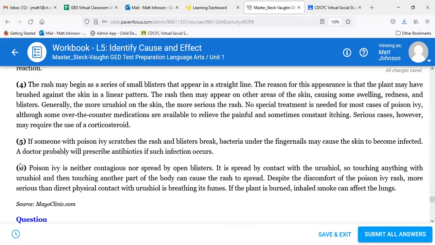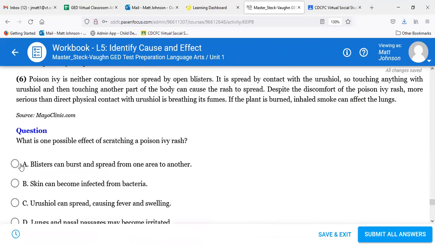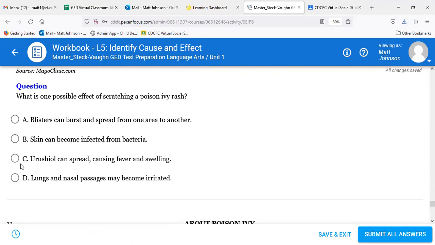And 10. So what is one possible effect of scratching a poison ivy rash? A, the blisters can burst and spread from one area to another. B, skin can become infected from bacteria. C, the oil can spread, causing fever and swelling. D, lungs and nasal passages may become irritated. B as in boy. B, right? Yeah, it's if you scratch them and you have bacteria in your fingernails.